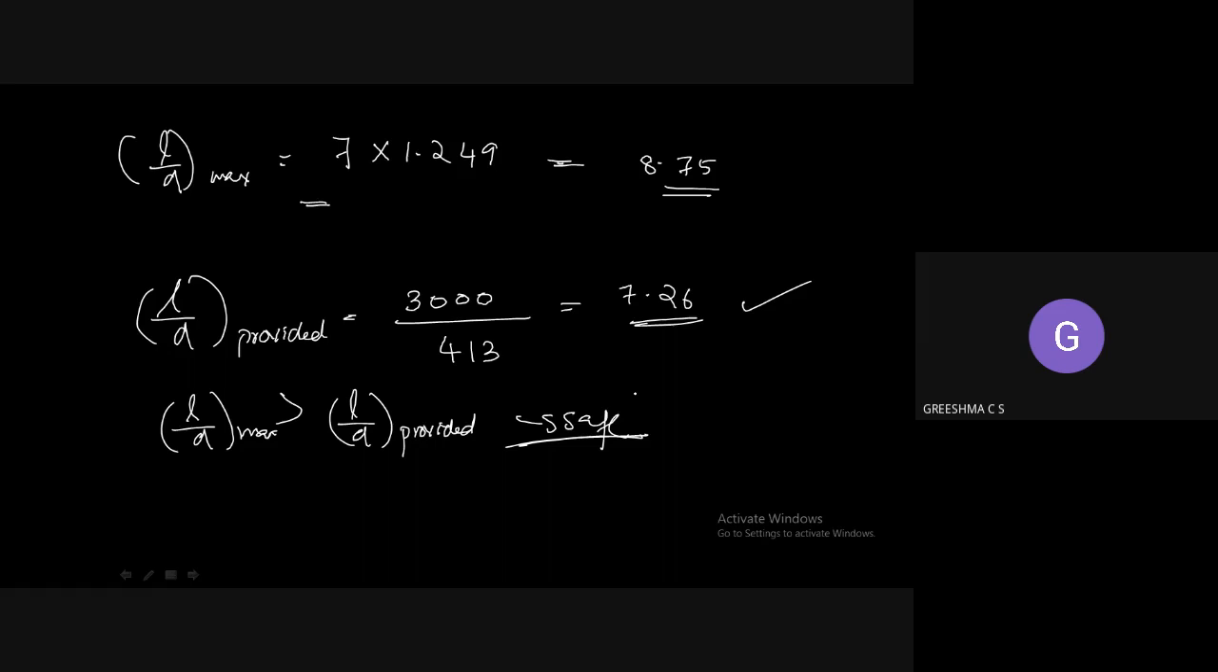Now we can go to the reinforcement details. Before going to reinforcement details, I want to tell you one thing, that in this problem we have taken 2 number of bars. Okay, 2 number of bars are entered. So it is like this.